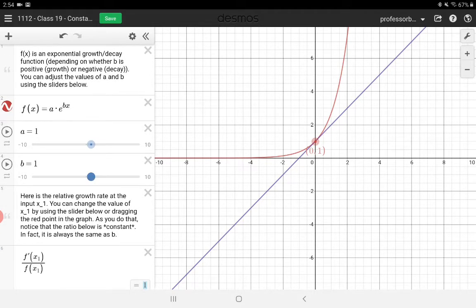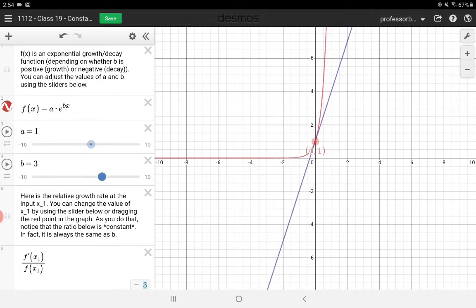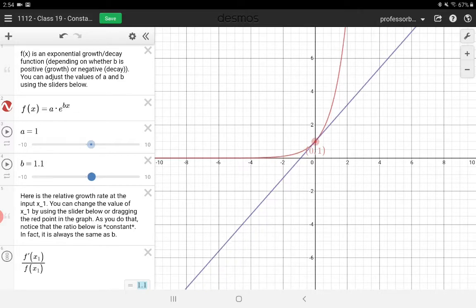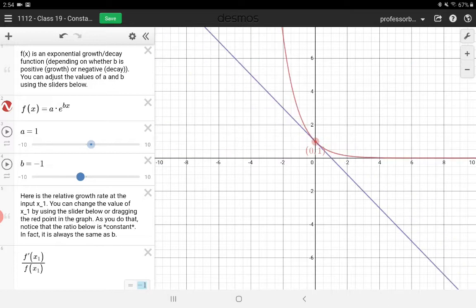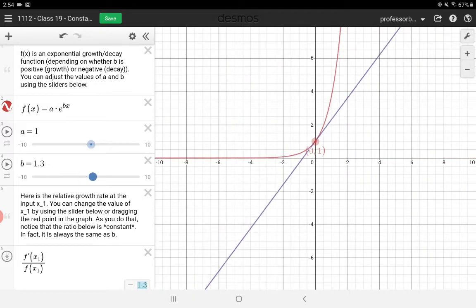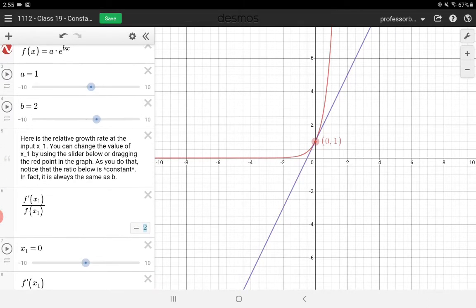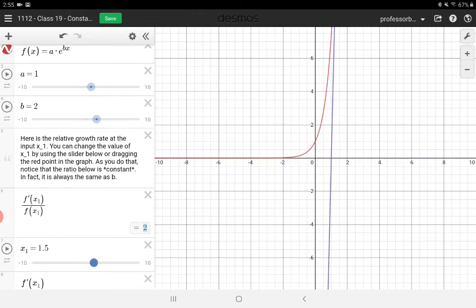Let's change b. Notice that as I increase it, it makes the exponential growth more rapid. As I decrease it, I make it exponential growth but more slow. And then as I make b negative, it actually turns into exponential decay. So let's make a really steep exponential growth curve, like making b 2. Look at that. That relative growth rate, that proportion, is now 2, and it turns out it doesn't matter where I move my point. It's always 2.